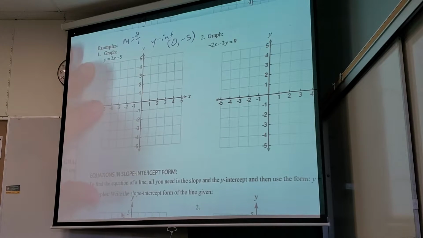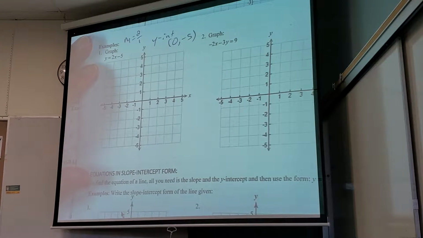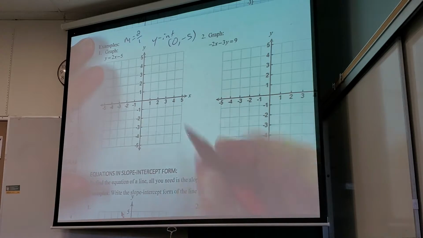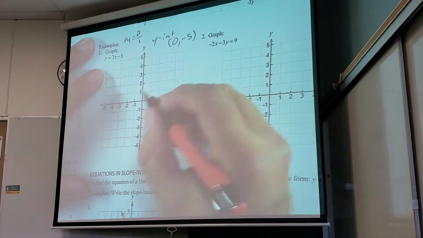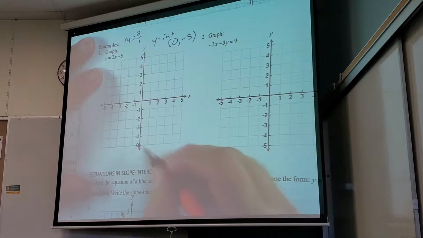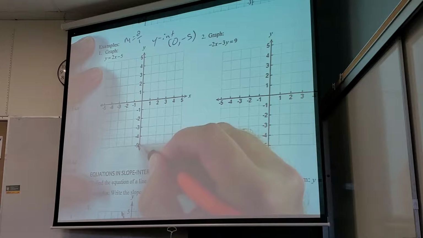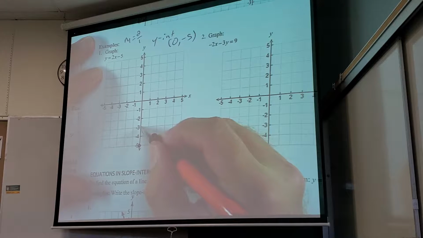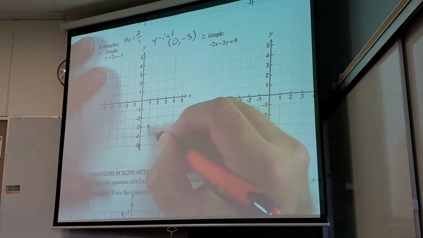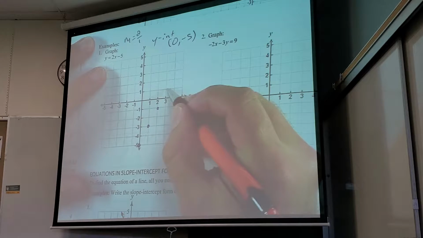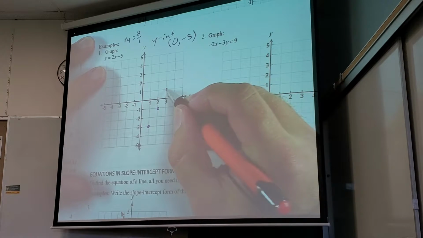So what do I plot first? Y-intercept. So that's 0, -5. And from there, where do I go? Rise 2. Yeah, go up to? Run 1. Run 1 forward. And then I can do it again. Rise 2, run 1. Rise 2, run 1. I can do it until I go insane, but let me stop right there.